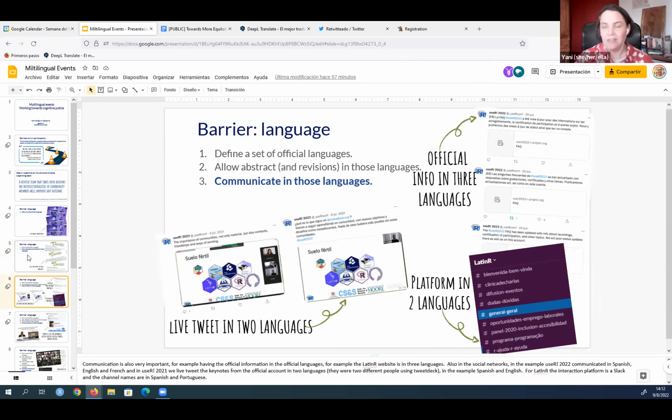Communicate officially in those languages. Some examples here are the frequently asked questions for useR! 2022. The official languages are French, Spanish, and English, and we have all this official content in the three languages. The platform for LatinR, which is Slack, has the names of the channels in Portuguese and Spanish. And the live tweets from the official account of useR! 2021 were in Spanish and in English. Two people working with TweetDeck have access to the Twitter account, and they tweet live in both languages during the keynote.